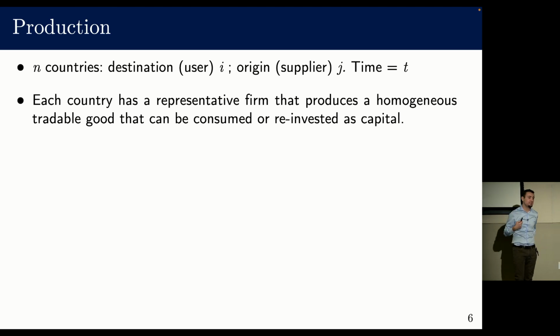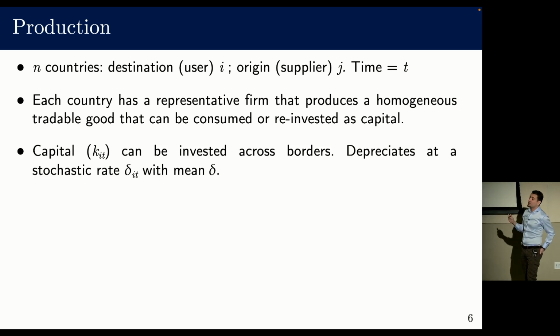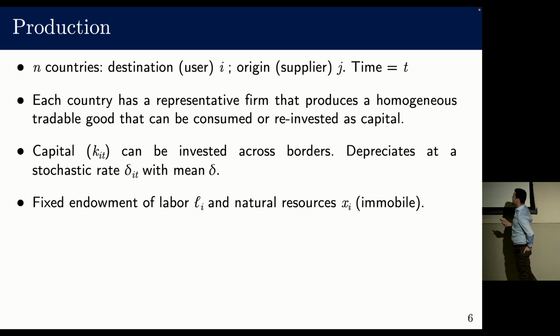Now, each country is going to have a representative firm that produces a homogeneous tradable good that can be either consumed or reinvested as capital for production in the next period. The assumption of no frictions in goods trade we can relax, okay? The capital stock of the destination country is going to be denoted by K_it, where again t is time. Capital can be invested across borders, okay? It depreciates at a stochastic rate with mean delta. In addition, each country is going to have a fixed endowment of labor, which we denote by L, and natural resources, which we denote by X. These two factors instead are immobile, so you cannot move them from country to country.